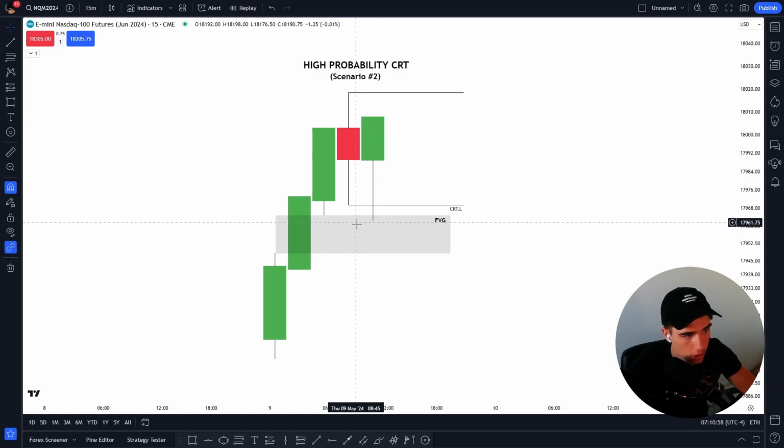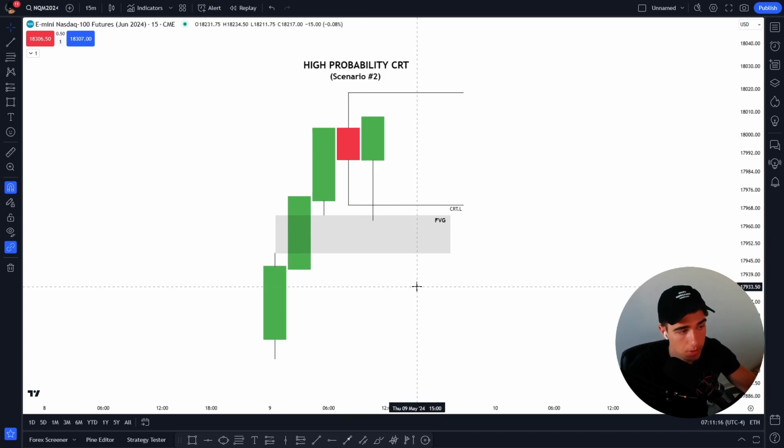So of course I have to include a little bit of this imbalance inside of my stop loss, because I am anticipating this low to be turtle soup only because there is a higher time frame imbalance resting right below. So again, a very high probability turtle soup play and a very high probability CRT candle.